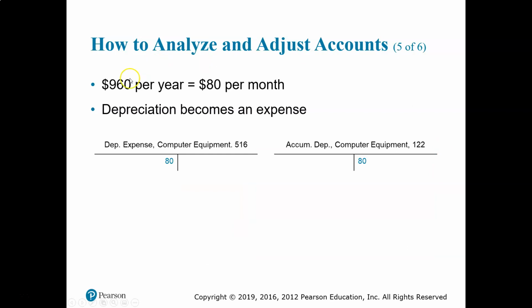Okay, so we had calculated back on maybe 3 previous slides, 960 per year was our depreciation, but we're going to do the journal entry just for 1 month at a time. So every month we would have to do this journal entry. So depreciation becomes an expense. We debit depreciation expense. We credit accumulated depreciation. Remember, this is a contra asset account. So to increase it, we credit it.